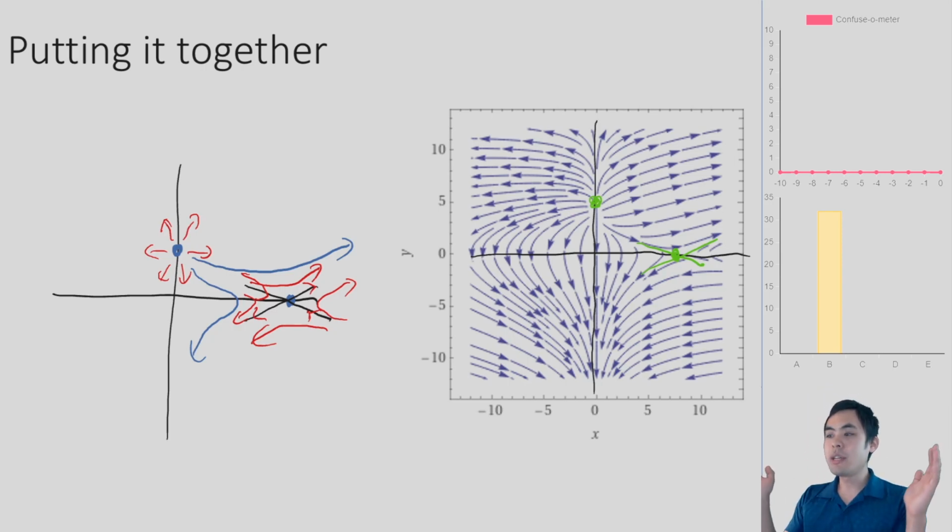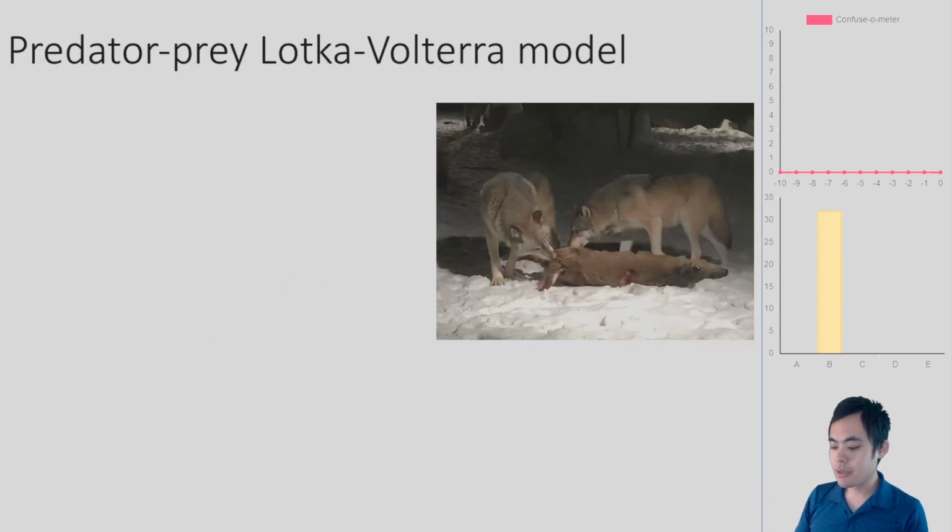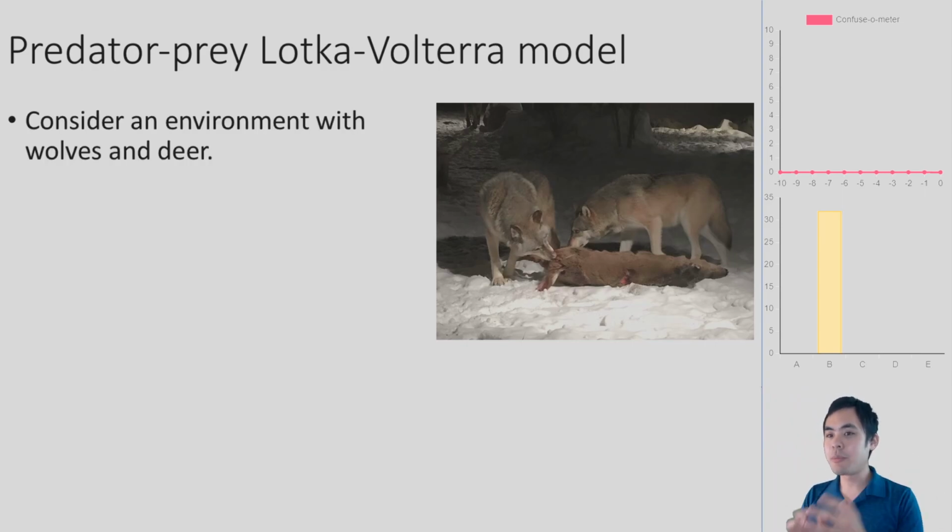Now, you guys have all the tools you need in order to actually model biological systems. So, let's do that. We're finally getting back to biology, and other than the linearization stuff, we're going to see some examples now that you have all the tools you need. So, wolves and deer. This is a classic example of predator-prey relationships in an environment. So, consider an environment with wolves and deer.